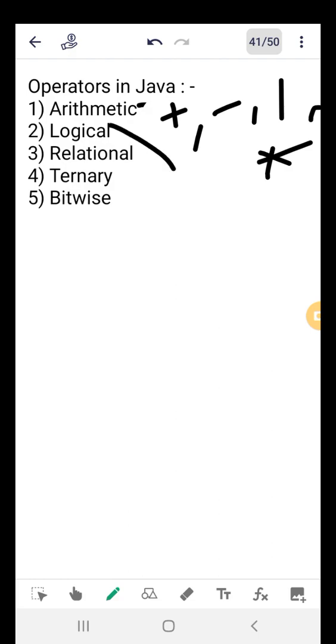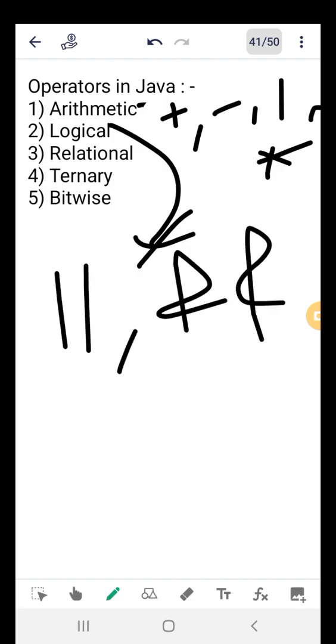Then we have logical operators. Logical operators, I think you have done that: the or operator, then the and operator. These kinds of operators we are having.